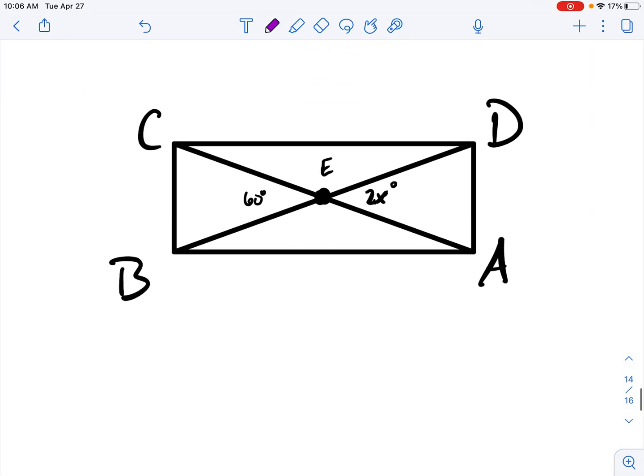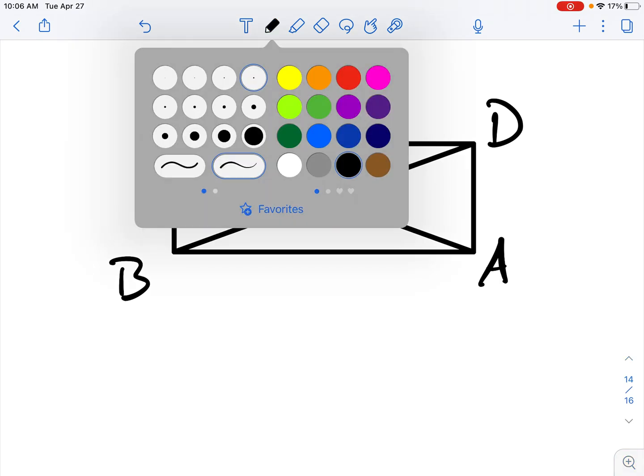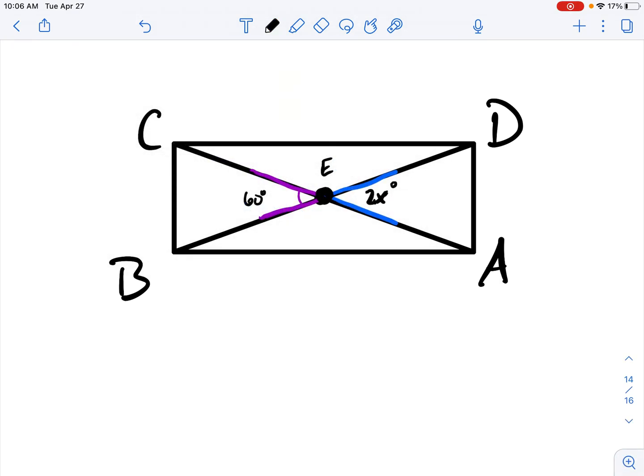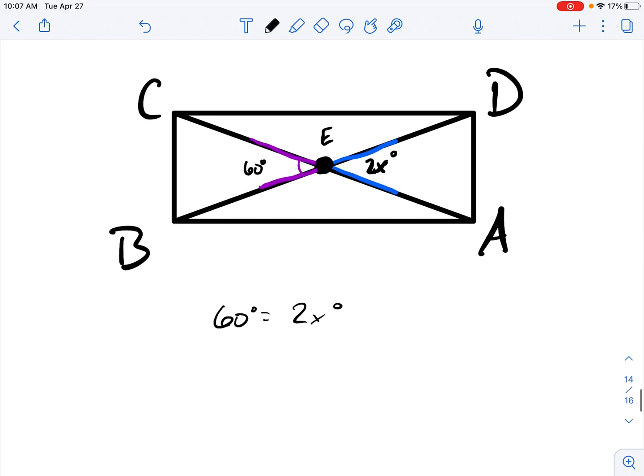We have just 2 more problems, and this one will go fairly quickly. So you might notice that this angle right here, it says it's 60 degrees. This is a vertical angle with 2x degrees, right? And a vertical angle means that they share a common vertex, a common point, and they're opposite each other, okay? And it also means that they're equivalent. So that means 60 degrees is going to equal 2x degrees.